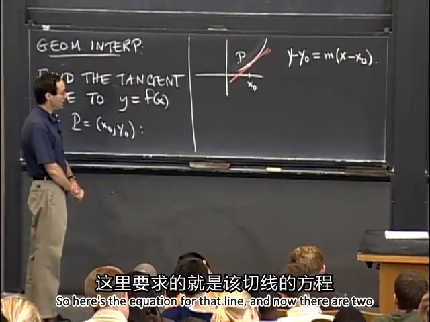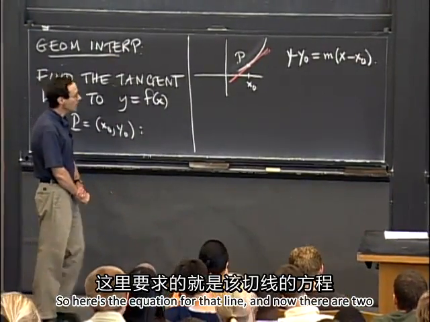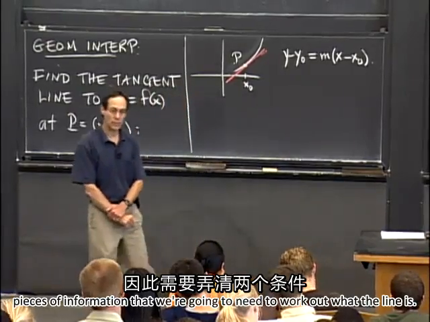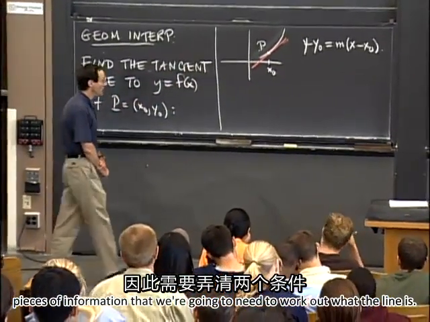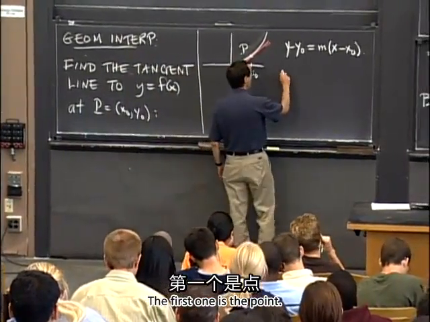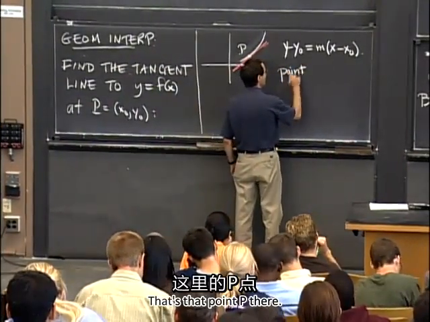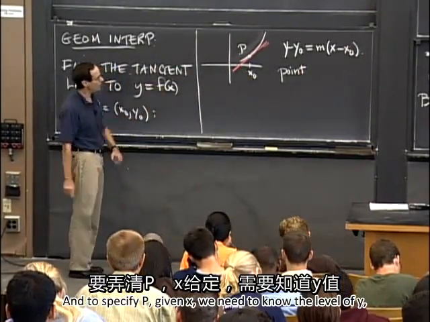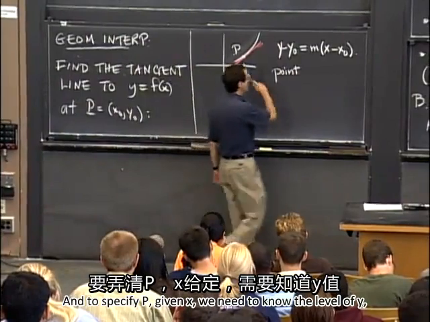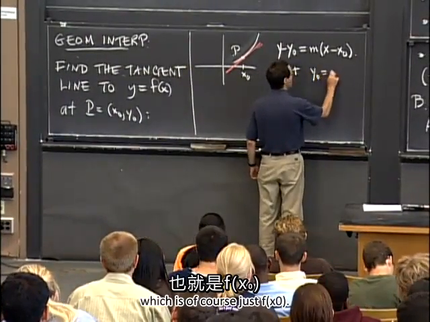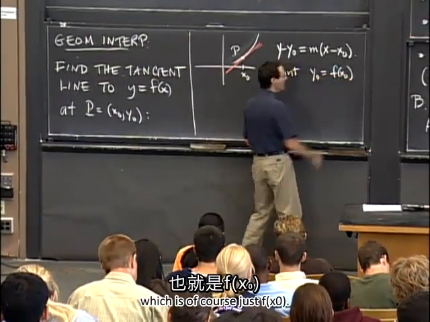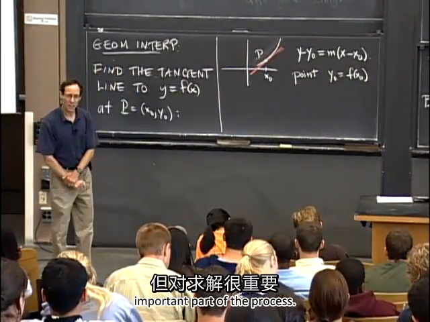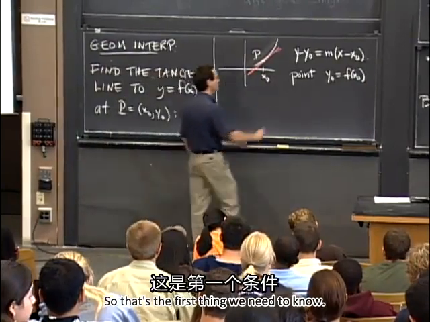So here's the equation for that line. And now there are two pieces of information that we're going to need to work out what the line is. The first one is the point. That's that point P there. And to specify P, given x0, we need to know the level of y, which is, of course, just f of x0. Now, that's not a calculus problem, but anyway, that's a very important part of the process. So that's the first thing we need to know.